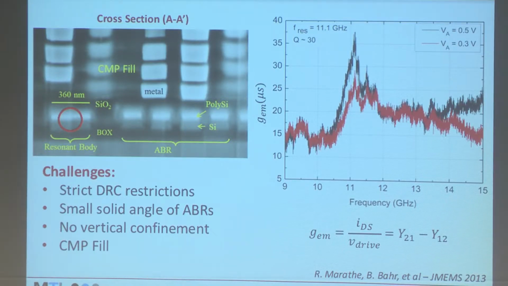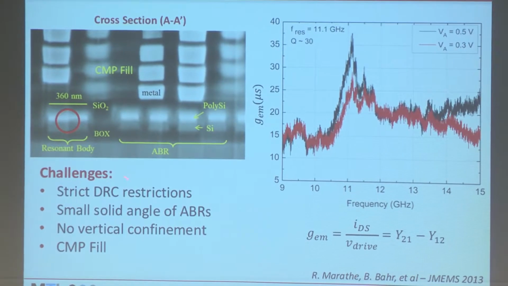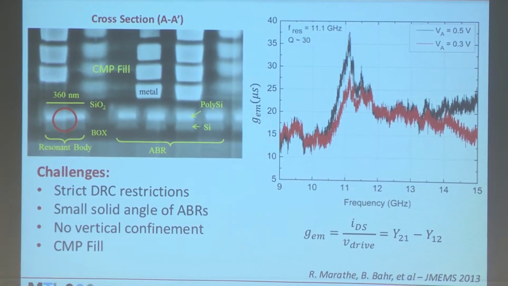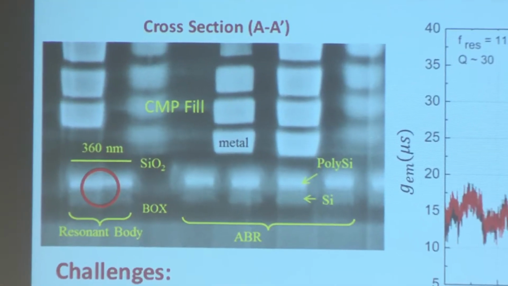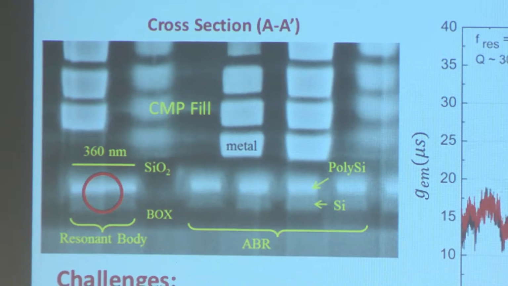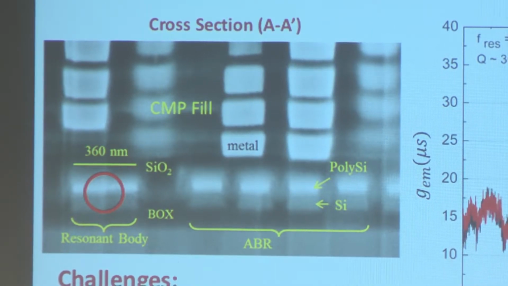What does DRC mean? DRC restrictions? Yeah, DRC is the design rule check. This is usually available in CMOS processes. They always tell us if you want this pattern to come out right in the fabrication, you cannot make it smaller than this dimension, or you cannot draw lines closer to each other. So in the front end of line layers here, the DRC restrictions were very severe. There is very little that you can do to control the dimensions or separation. So that's the first problem in this device.